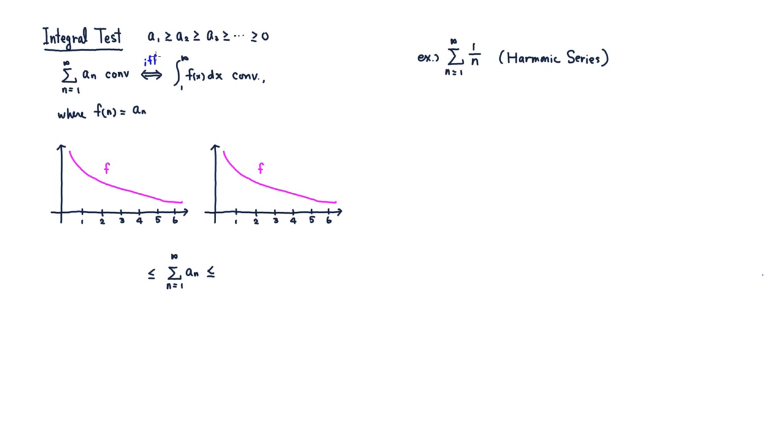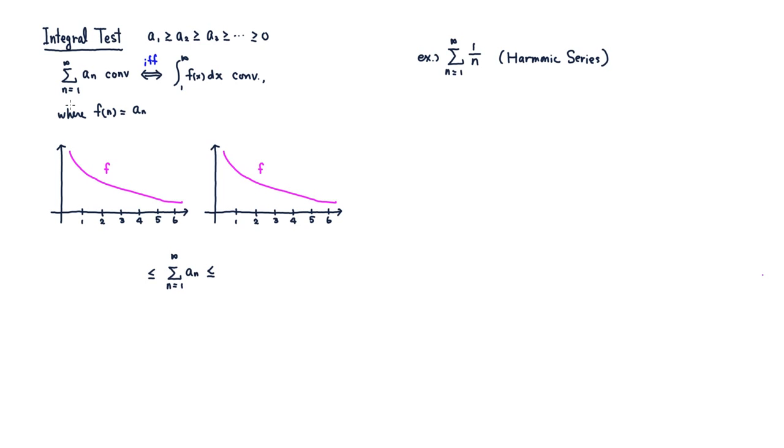The improper integral from 1 to infinity of f(x) dx converges, where f(x) matches the value of a_n at every integer. So the if and only if means that if the series converges, the corresponding integral converges, and also if the integral converges, then its corresponding series converges. So they converge and diverge together.